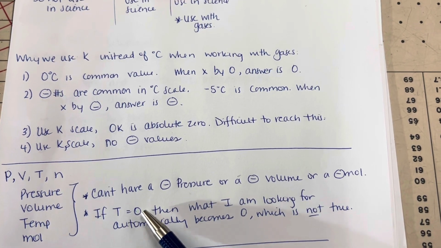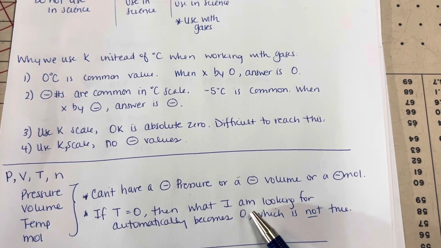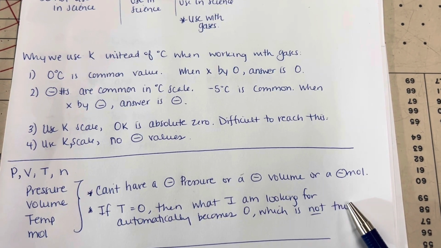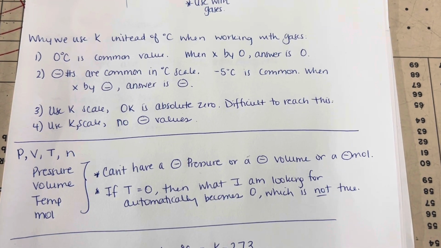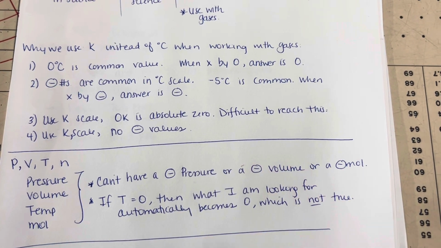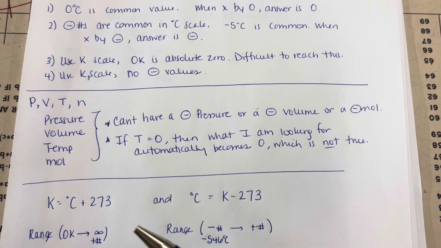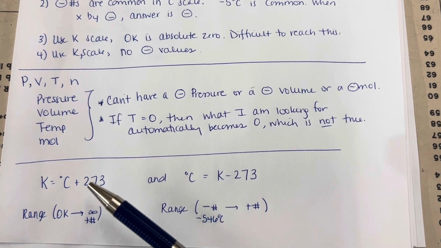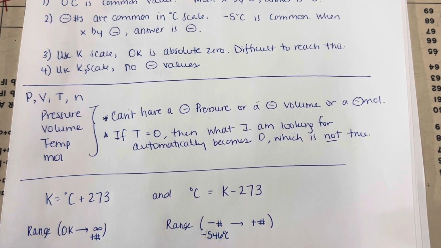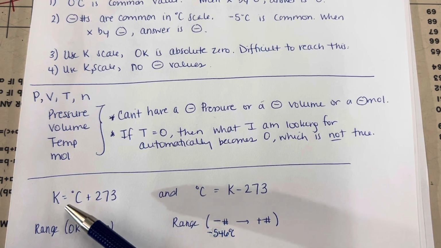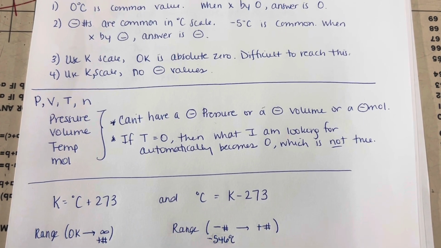But if T is equal to 0, then what I'm looking for automatically becomes 0, which isn't going to be true. Okay? Just because my temperature is 0 degrees doesn't mean that my pressure is automatically 0 or my volume is automatically 0. Okay? So what we do is we have to be able to convert from degrees Celsius into the Kelvin scale. So we have a formula that Kelvin is equal to degrees Celsius plus 273.